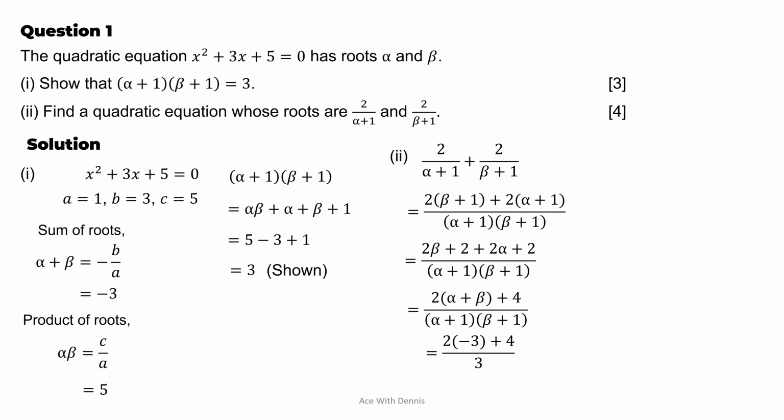Then we can start to substitute the value. We know alpha plus beta is negative 3. At the bottom, alpha plus 1 times beta plus 1 is 3. Hence, it will be 2 times negative 3 plus 4 over 3, and the value is negative 2 over 3.